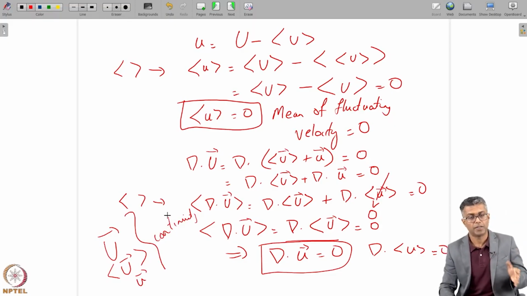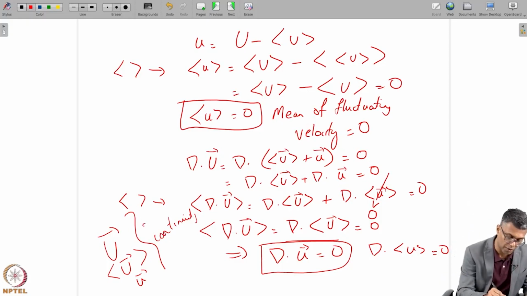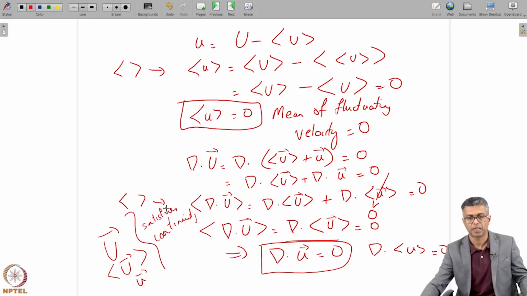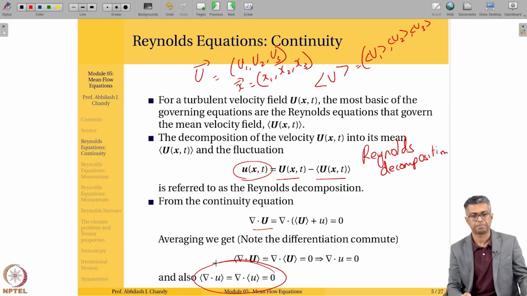Separately, the instantaneous velocity obviously satisfies continuity. That is what we started with. But now we know that the mean velocity also satisfies continuity, and the fluctuating velocity also satisfies continuity. That's what we learned from this.